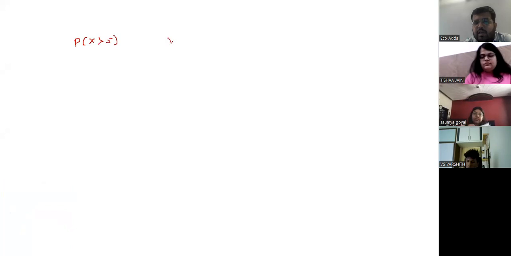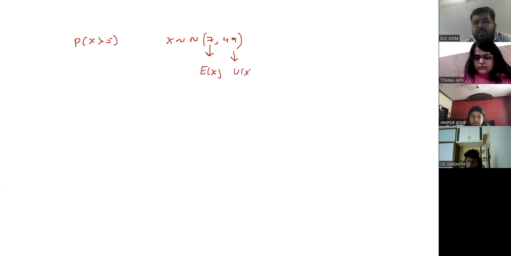Now let's say the question says that please find probability when x is more than 5 and given that x follows normal distribution with, let's say, 7 comma 49, which means that this is the expectation of x and this is the variance of x. In other words, this is nothing but mu and this is nothing but sigma square, right?